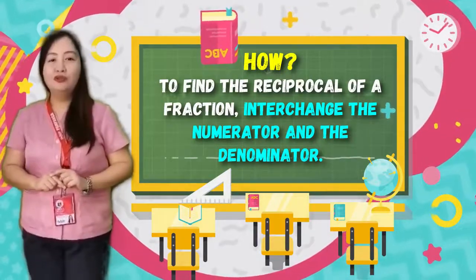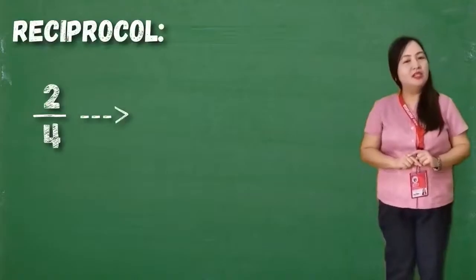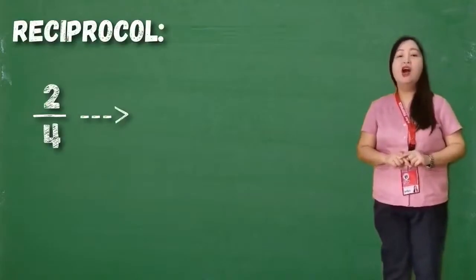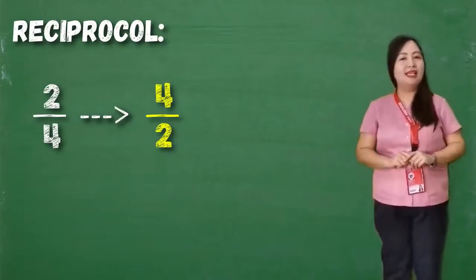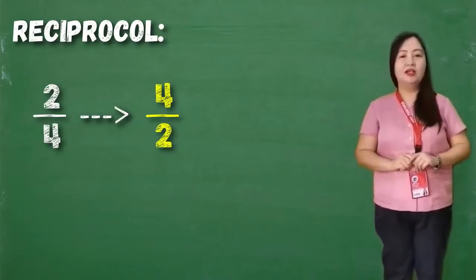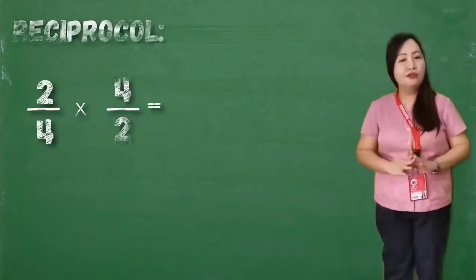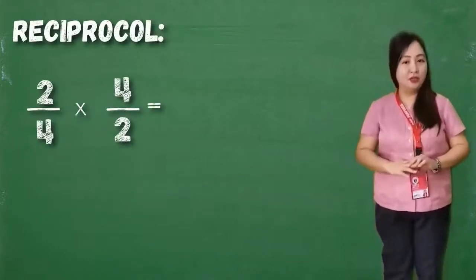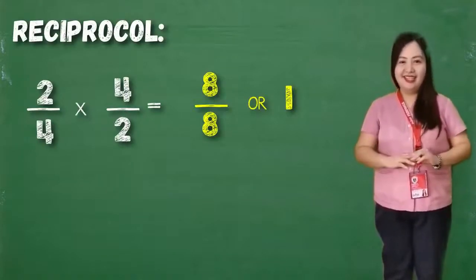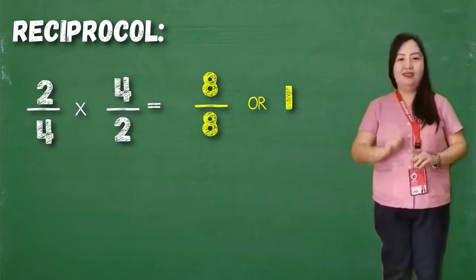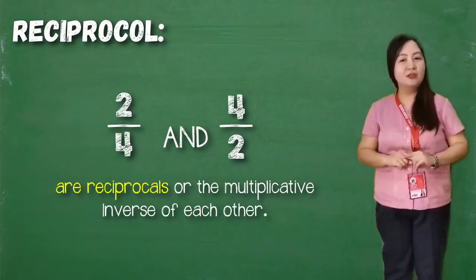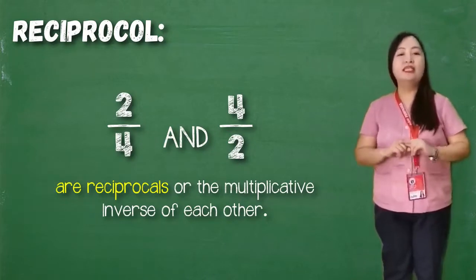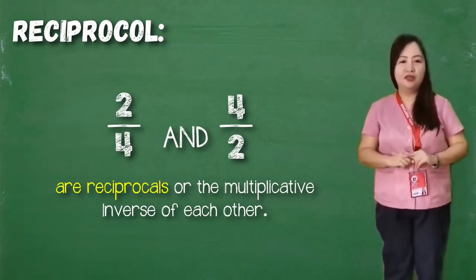Let us take 2/4. The reciprocal of 2/4 is 4/2. Multiplying the number and its reciprocal, we have 2/4 times 4/2 equals 8/8 or 1. So 2/4 and 4/2 are reciprocals or the multiplicative inverse of each other.